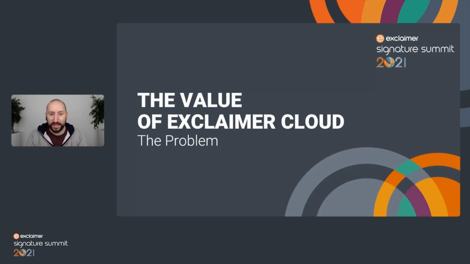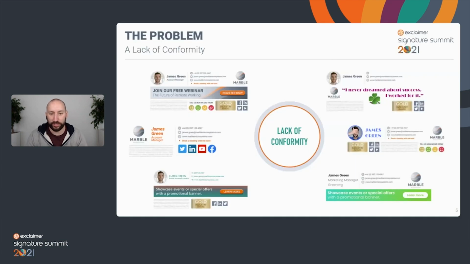What is the problem that Exclaimer Cloud resolves? Well, Exclaimer Cloud is a solution that addresses the issue of email signature conformity not being where you need it to be. This might be a familiar problem to you. You might see different variations of your email signature out there in the wild. Staff using signatures of their own designs, or unfortunately using the designs that you want them to, but with slight differences due to the ways they've been implemented.